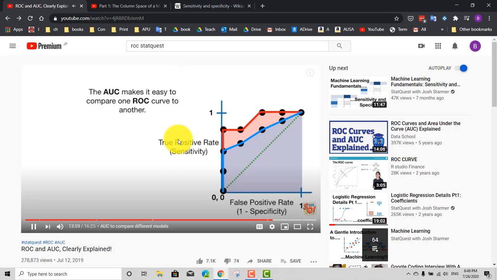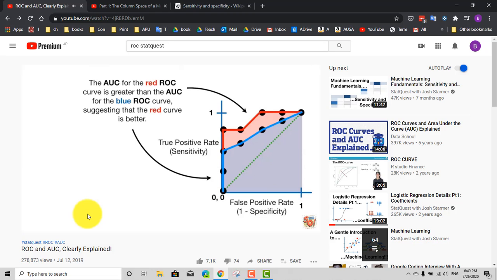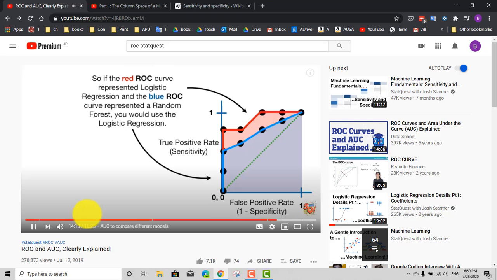The AUC makes it easy to compare one ROC curve to another. The AUC for the red ROC curve is greater than the AUC for the blue ROC curve, suggesting that the red curve is better.